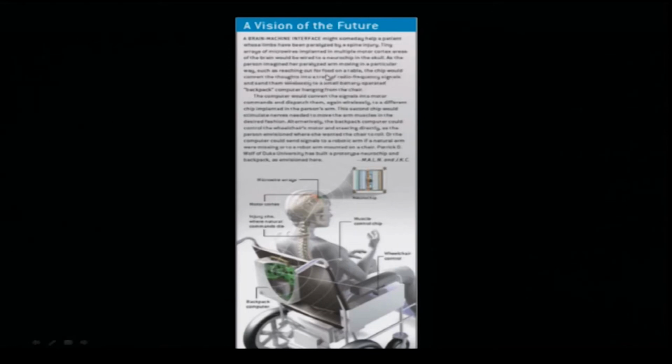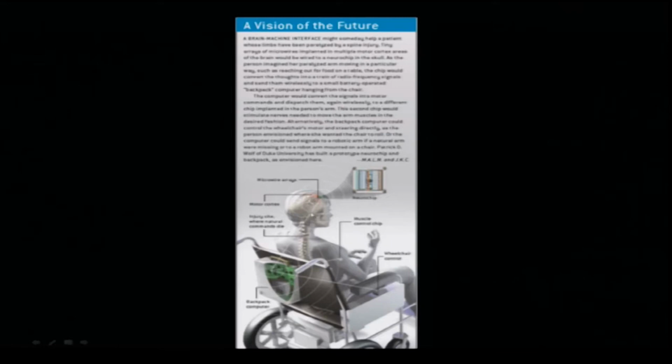So, this is very important. The chip would convert the thoughts. So, I am just thinking that I want to have food, into a train of radio frequency signals and send them wirelessly to a small battery operated backpack computer hanging from the chair. So, this is where the backpack is sitting here, and this is the neuronal chip. The computer would convert the signals into motor commands and dispatch them, again wirelessly, to a different chip implanted in the person's arms. So, this chip is implanted out here.